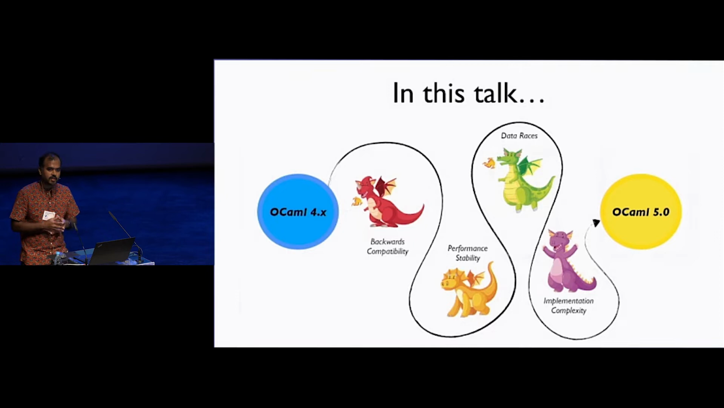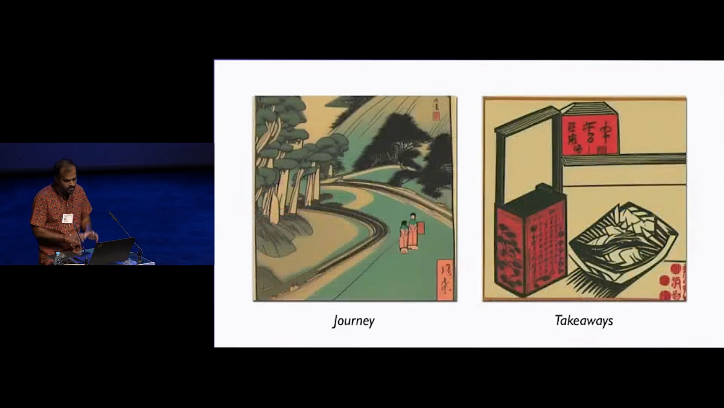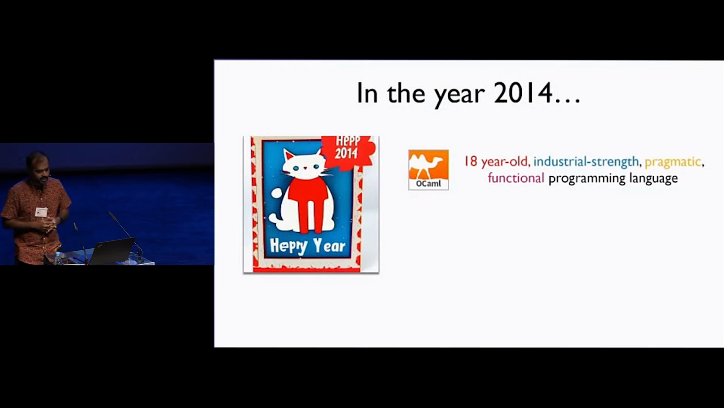And possibly also tell you about some of the takeaways that you can take away from this multicore OCaml experience if you were designing your own programming language abstractions and you were brave/foolish enough to retrofit them onto industrial strength languages. So I've split the talk into two. I'm going to first talk about the journey to OCaml 5, and then I'm going to tell you about the takeaways. So let's go back to the year 2014.